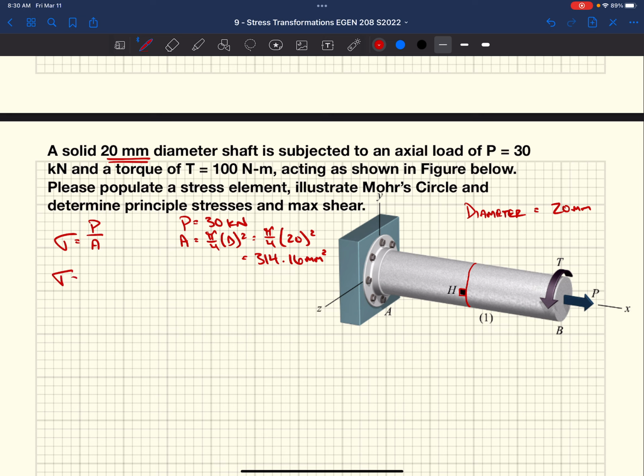So our stress then becomes 30,000 newtons, because I'm going to get newtons per millimeter squared, over 314.16 millimeters squared. That gets us a stress of 95.5 megapascals. It's positive, because our force is positive, acting outward normal. For normal stress, our sign convention is positive in tension and negative in compression, or towards or away from the surface. In this case, P is acting away from the surface, so we get a positive normal stress. We get a tension on our rod.